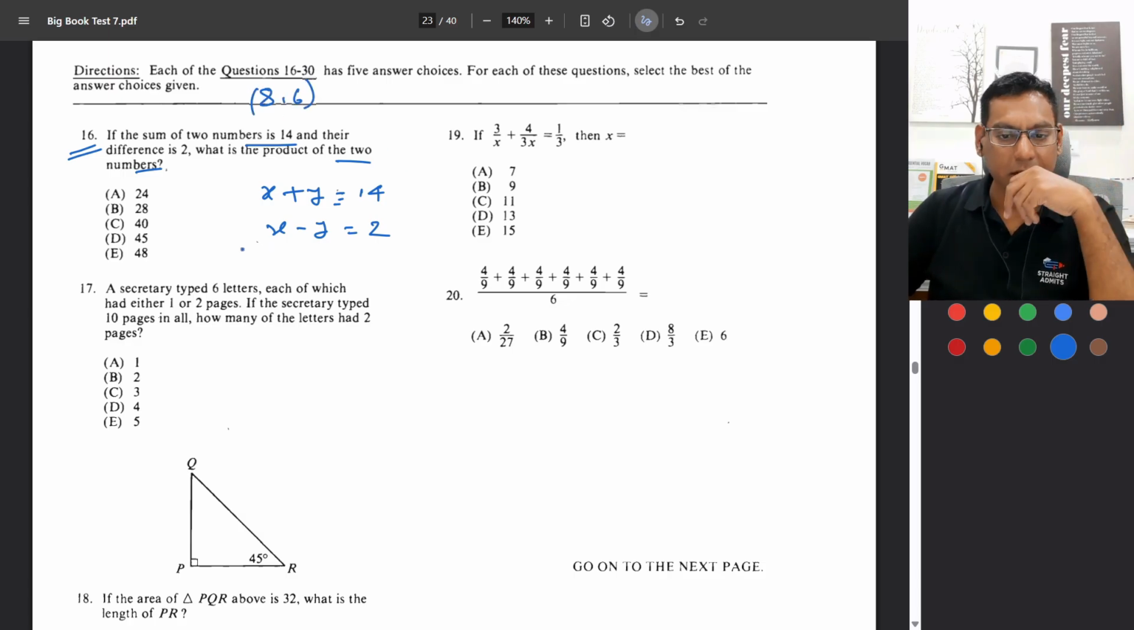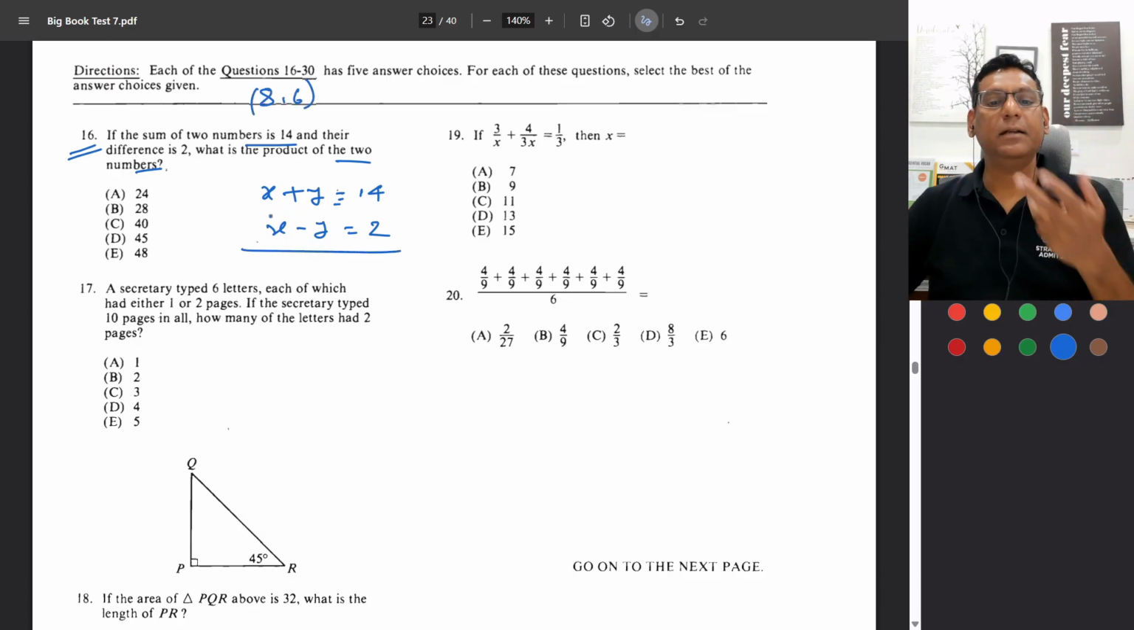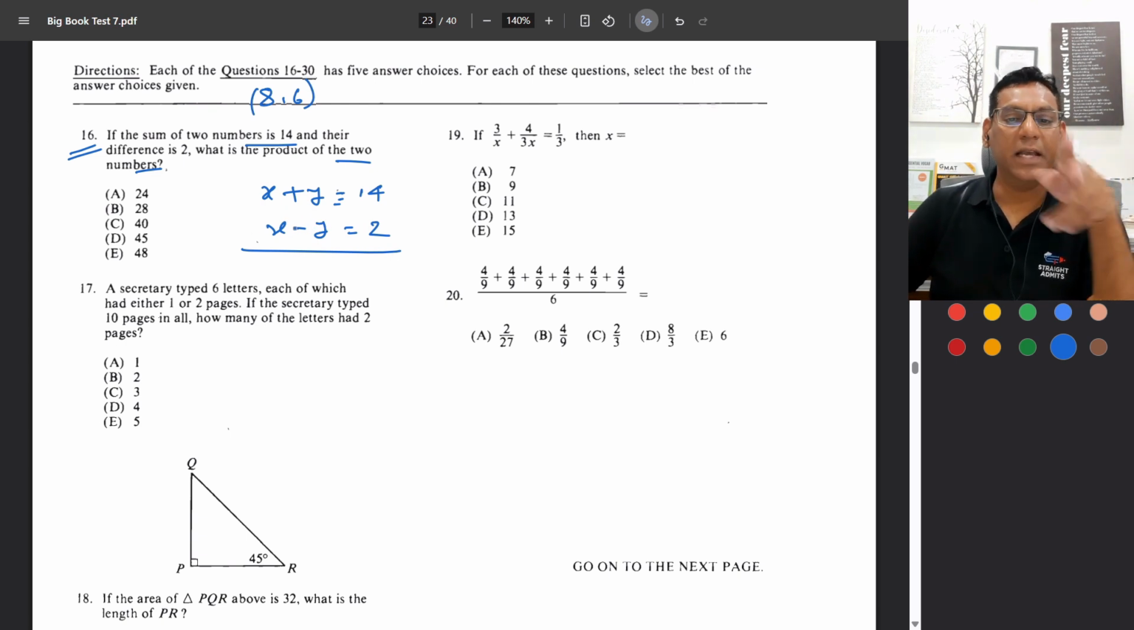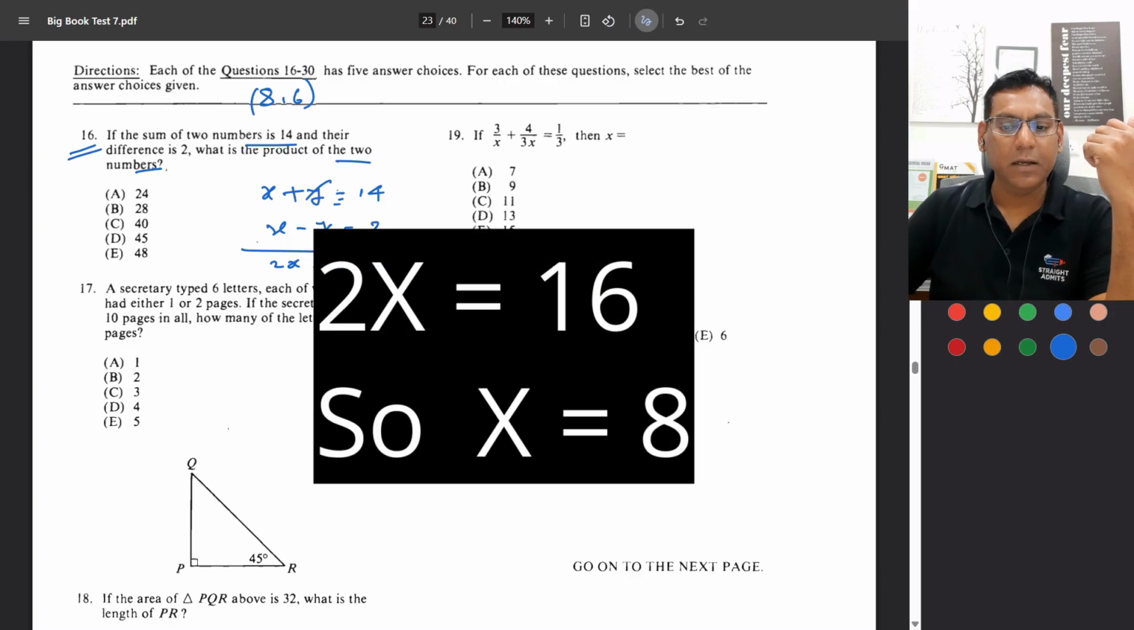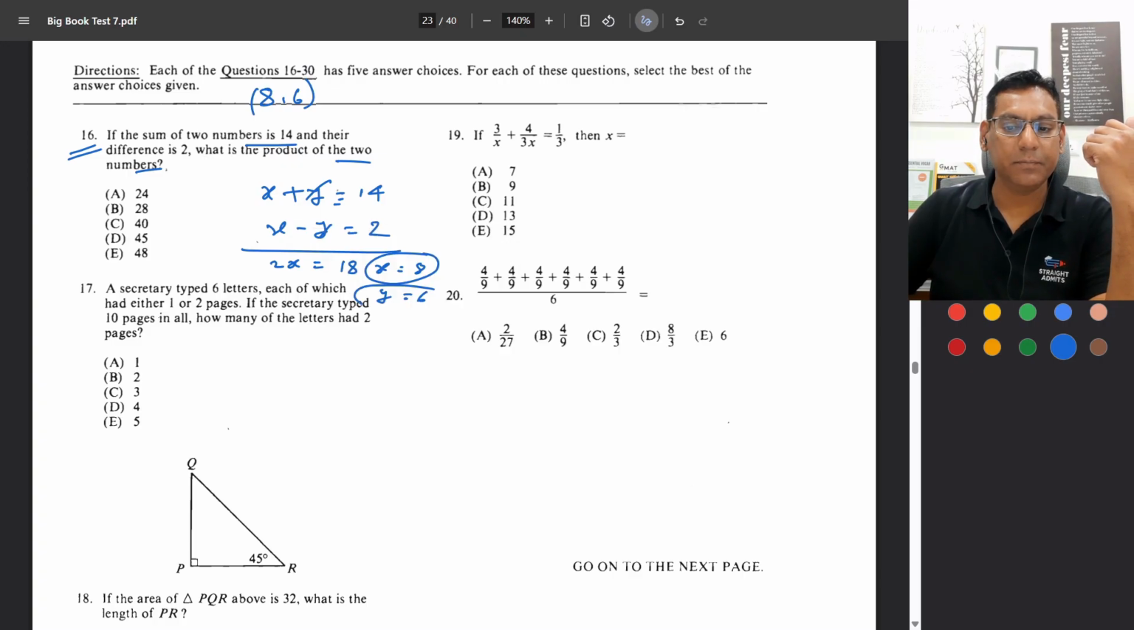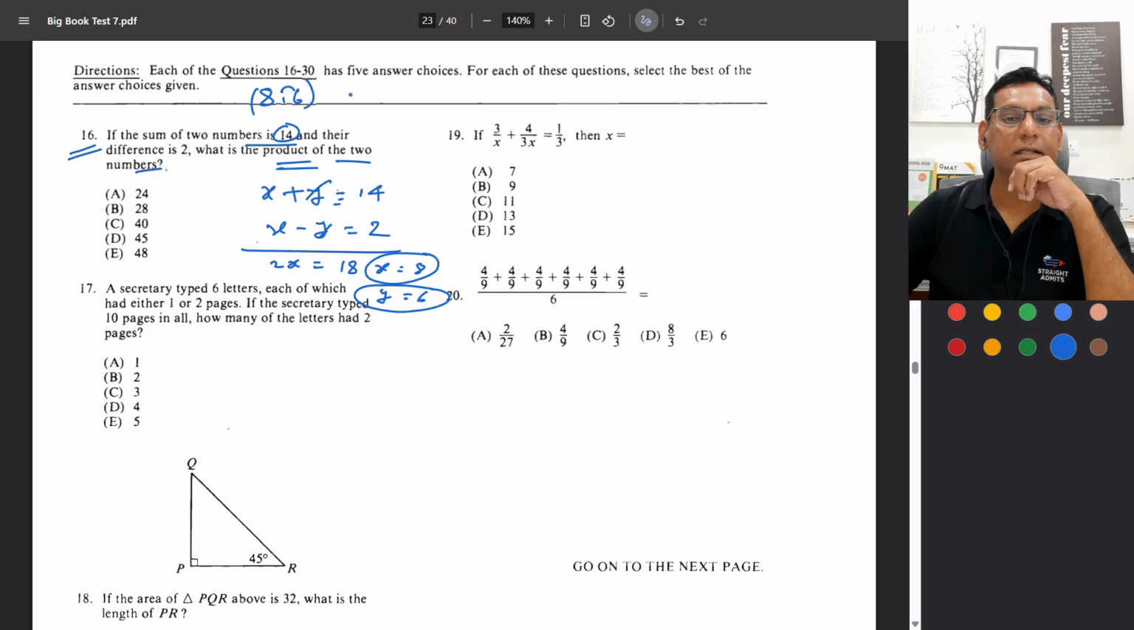But if you can't think of that, let's directly do it the algebra way. I get these two expressions, I add them, I get 2x is equal to 18, y gets cancelled, I get x as 8, and then I get y as 6. Okay, but I think here it's fairly easy to see. Okay, so the product of the two is going to be 8 times 6, which is 48. Answer choice E.